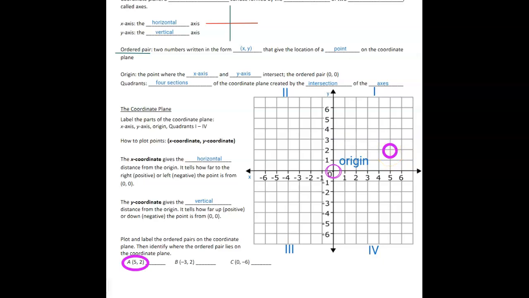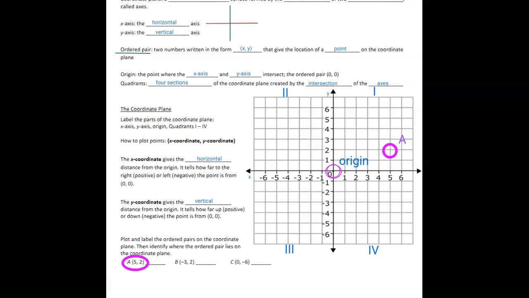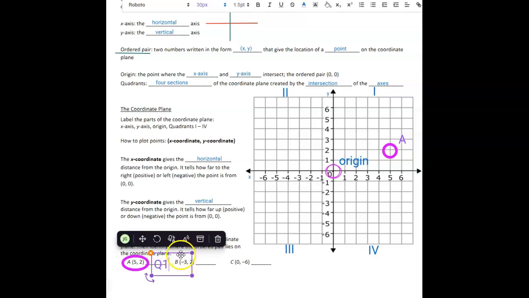We're going to plot our point here, and then we're going to label it with a capital A. And let's make that purple so our colors are all consistent. Then it asks us, identify where the ordered pairs lie on the coordinate plane. We are in quadrant 1. So I am going to put Q for quadrant, and then I'm going to put our number 1.